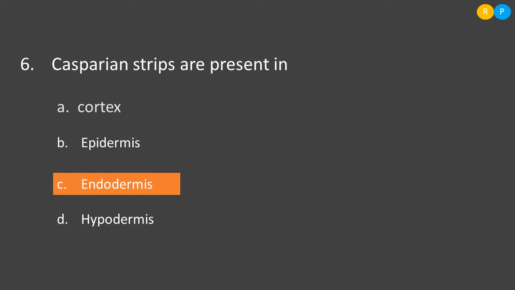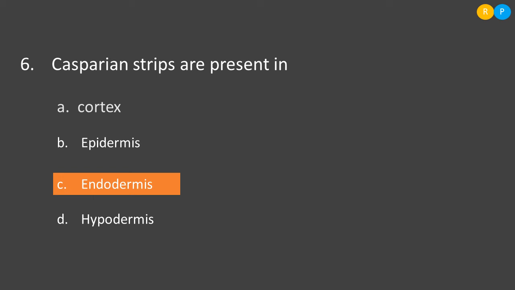Is the next question, Casparian strips are present in. What is meant by Casparian strips? So Casparian strips are the waxy coat. They are present on the outer surface of epidermis. So actually in the radial region of the endodermis, this waxy coat will be present.